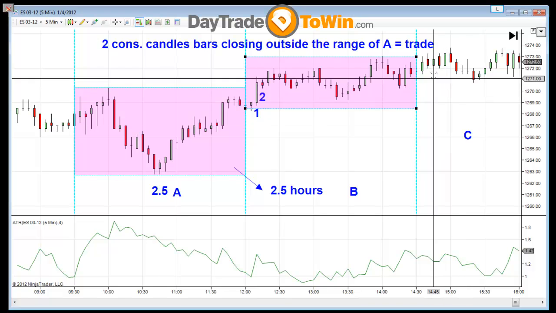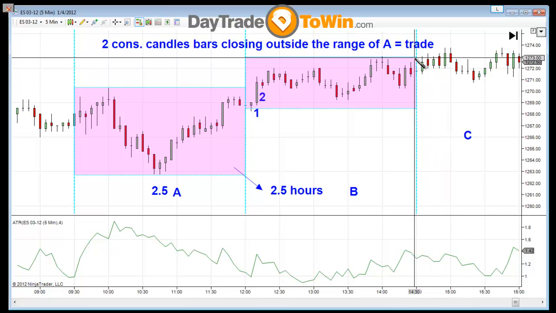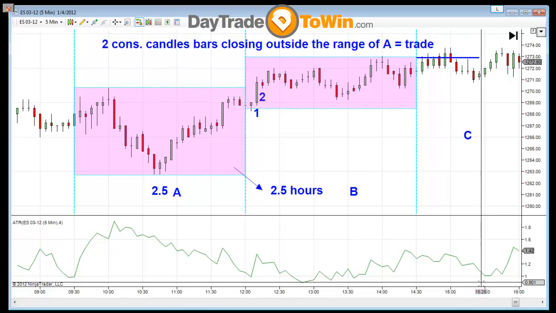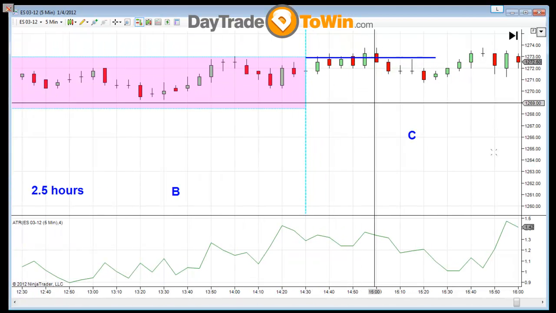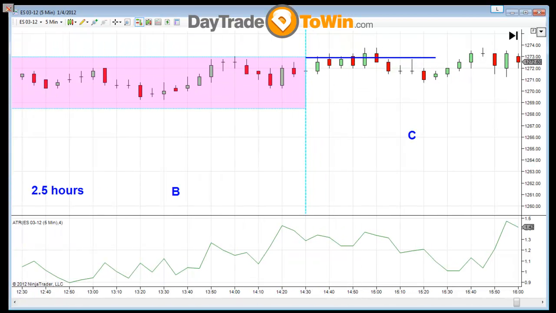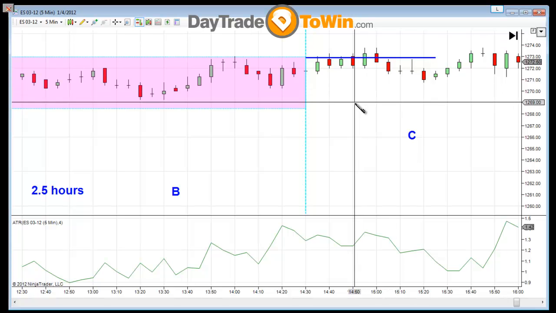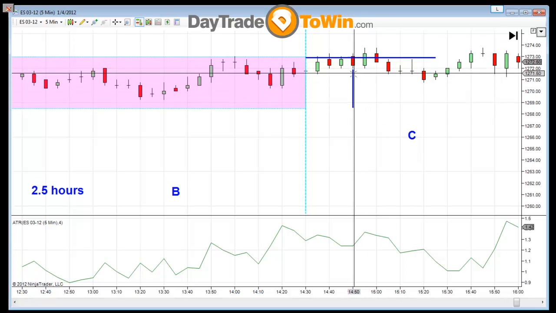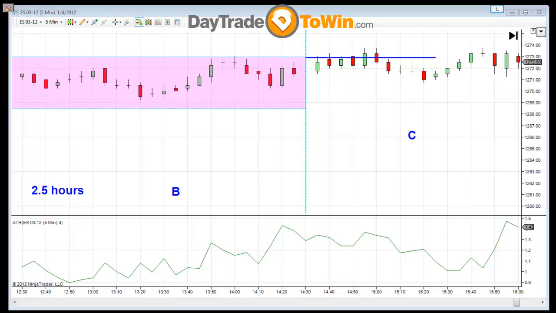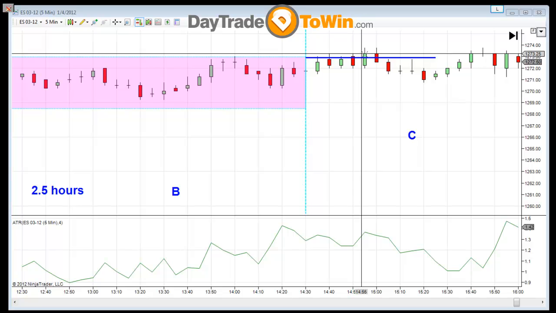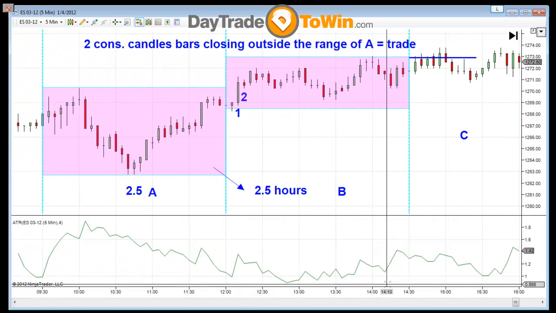All right, and so here, moving into the future, do we have two consecutive closings occurring above the range of B? Right? Two consecutive closings. Do we have that over here for us to go long? What do you think, guys? No, right? We don't. We have a gap open, we have one close, and then we have a close down. So we do not have two consecutive closings.